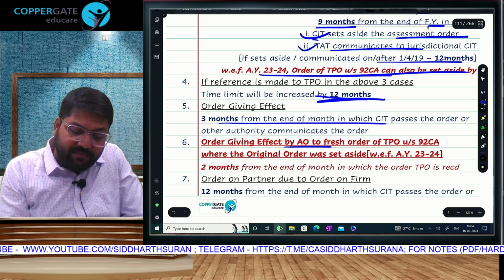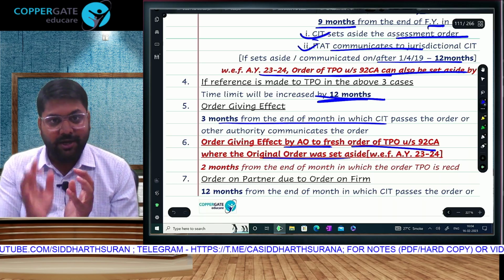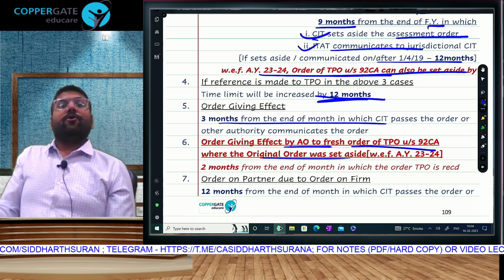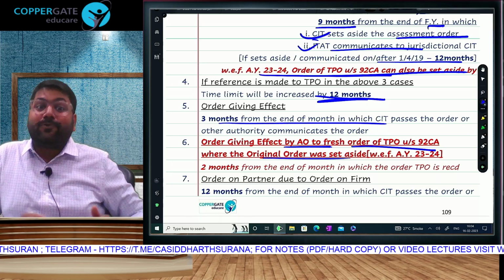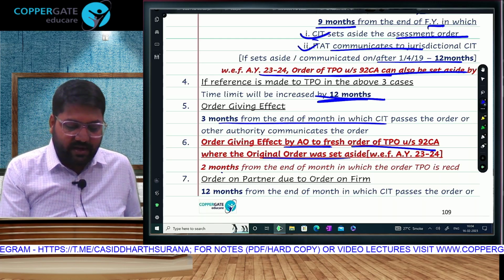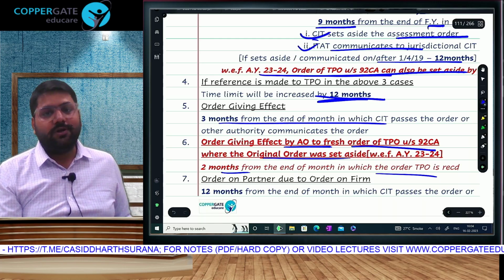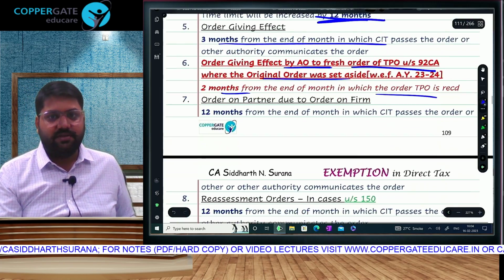Order giving effect by AO to fresh order of TPO where original order was set aside. Means, TPO passed an order, AO passed assessment order based on that. If TPO ka order is set aside, so AO has to do one more assessment order based on new TPO order, 2 months from the end of the month in which the new order of TPO is received.